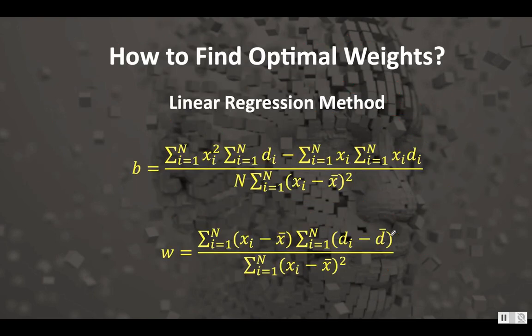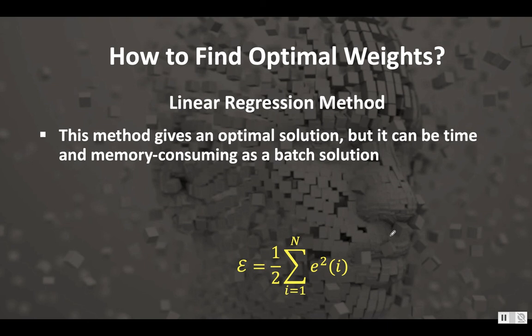You got this equation to find the W and the B. To be more realistic, this method can give you an optimal solution, or I can call it the exact solution, but it could be time and memory consuming as a batch solution. It's only for a single input, single output is such time and memory consuming. If you have multiple input, for example, you have 100 input, basically this almost impossible to solve this equation. So we have to figure out a better way to do this, or to figure out a better way to get the optimal synaptic weight.